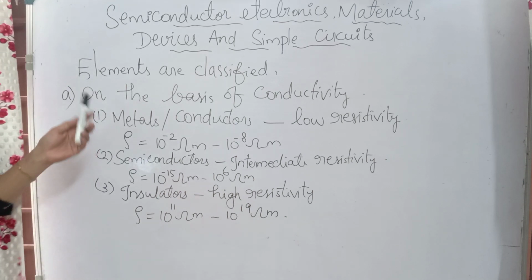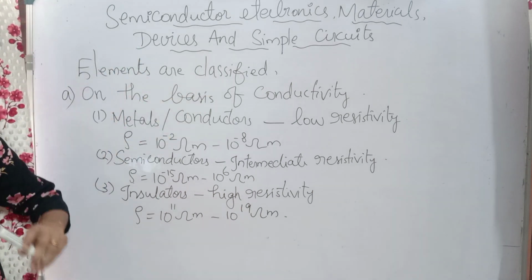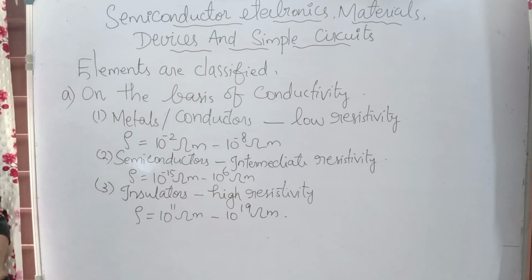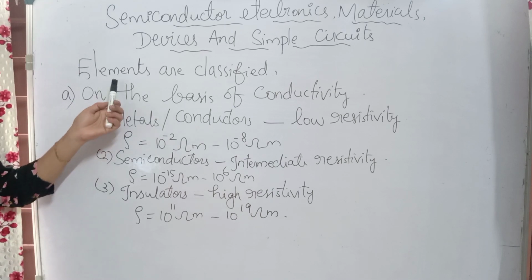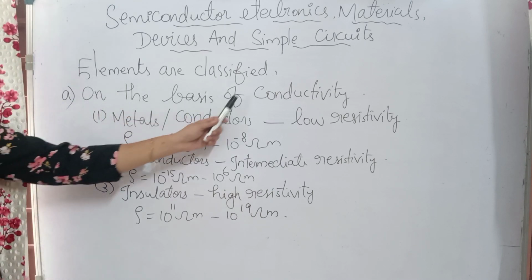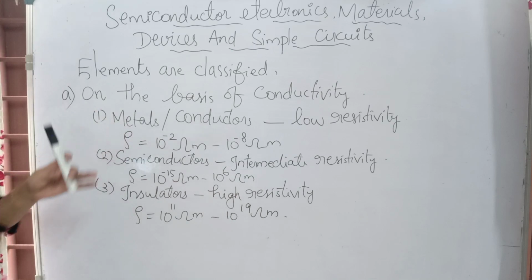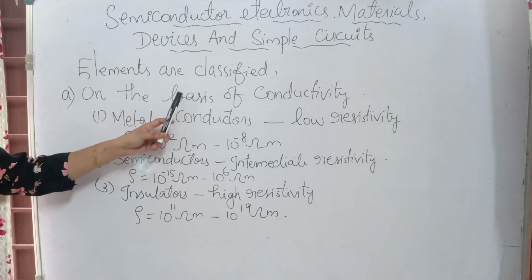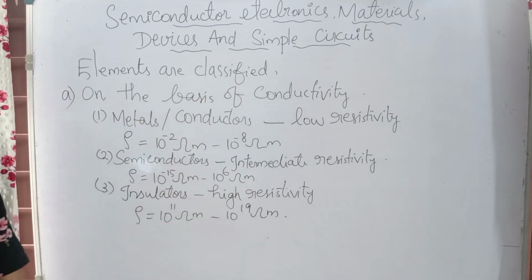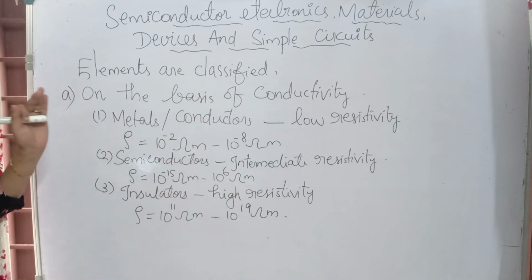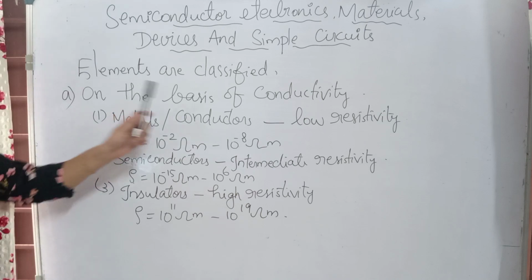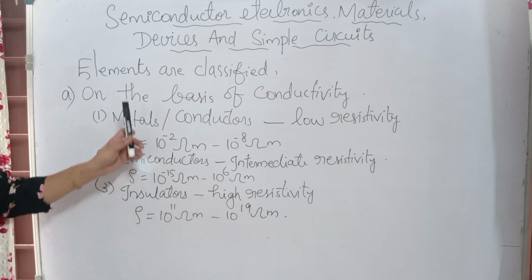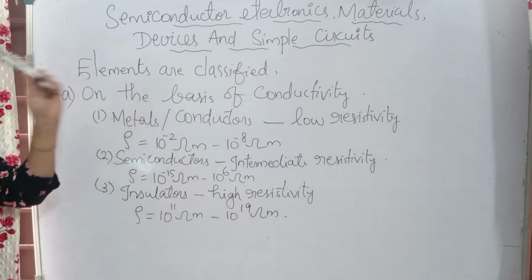Now we can start with the classification of elements. We know from the smaller classes that the elements are classified into three. Here we are considering how the materials or elements are classified on the basis of conductivity. And here we have three types of classification: metals or conductors, semiconductors, and insulators. So these are the three classifications of elements.